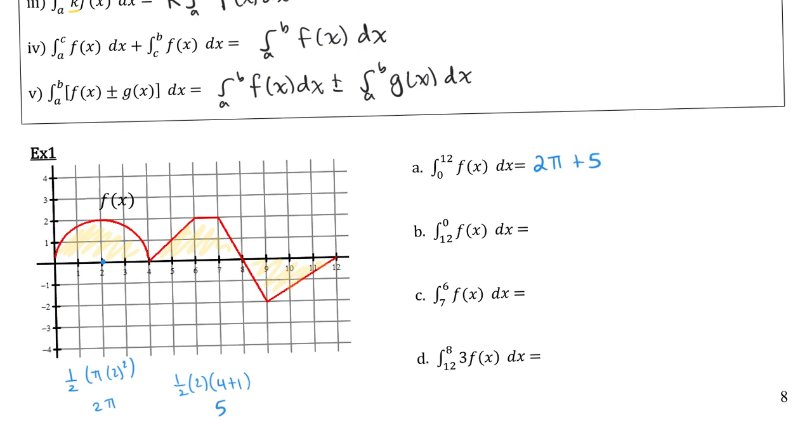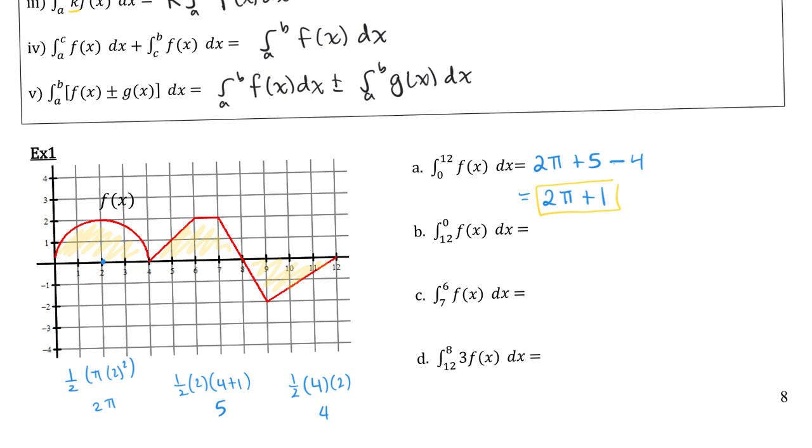And then this last piece is a triangle. The triangle is below the x-axis, so I'm going to subtract the results of the triangle. The triangle is 1/2. What's the base? 4. The height is 2, so that's 4, so I'm going to subtract 4. So the integral from 0 to 12 of f of x dx is 2 pi plus 1. It's a positive result, which looks correct, since the graph does look more positive.